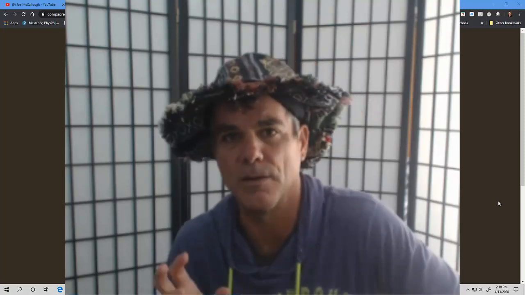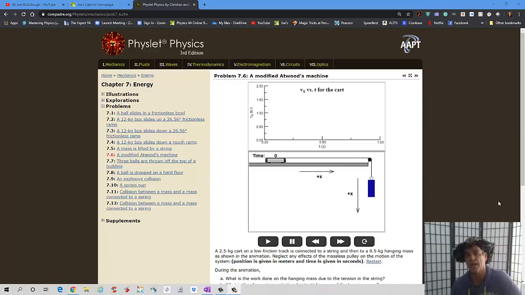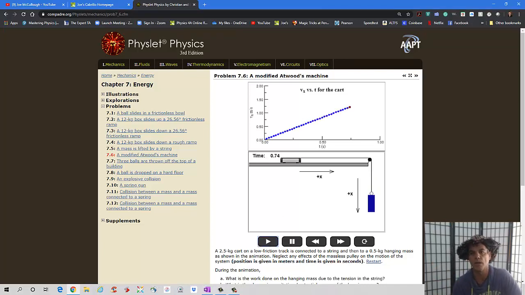Just as a reminder, a modified Atwood machine is basically a mass, in this case the wireless cart, attached to another hanging mass passing over a massless frictionless pulley. When the system is released from rest, the hanging mass will accelerate downwards, the wireless cart will accelerate to the right, and I'm going to use Capstone to measure for 10 different trials the speed of the object, in this case the wireless cart, after it has traveled a certain distance.